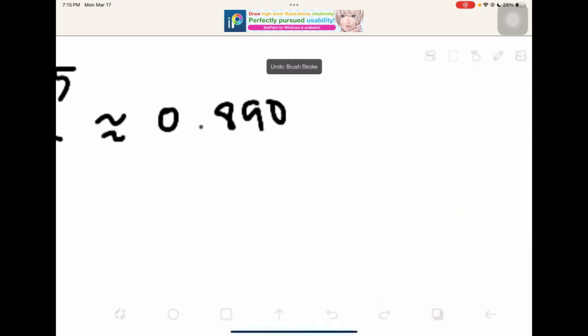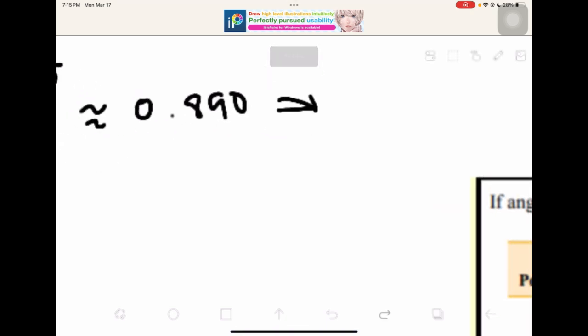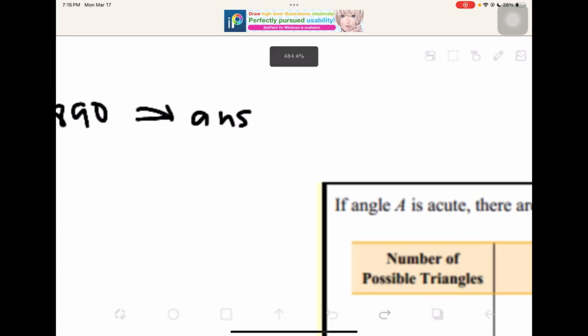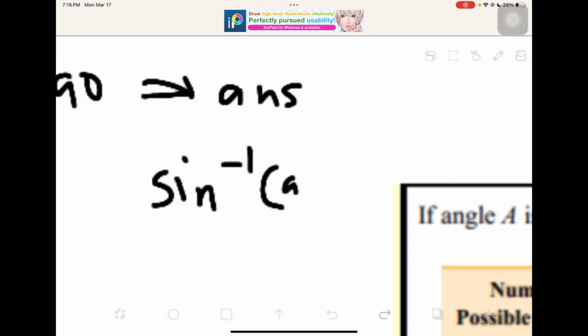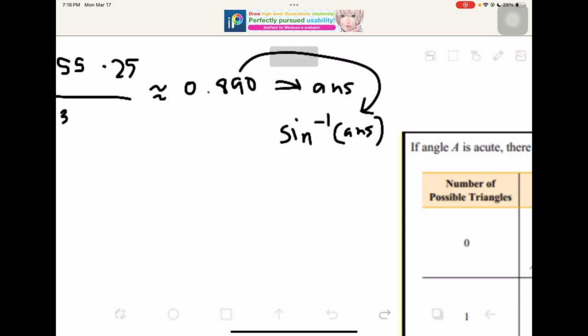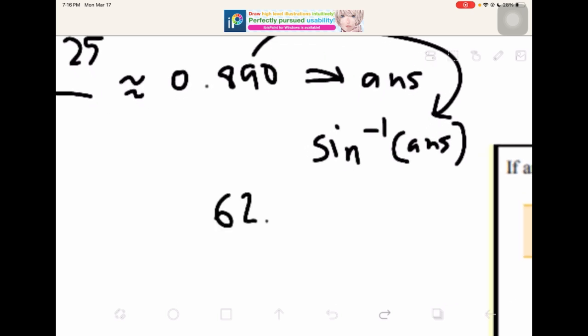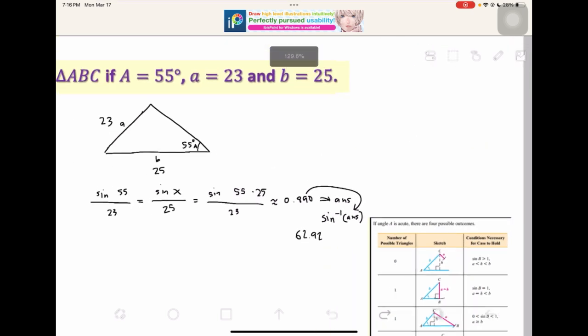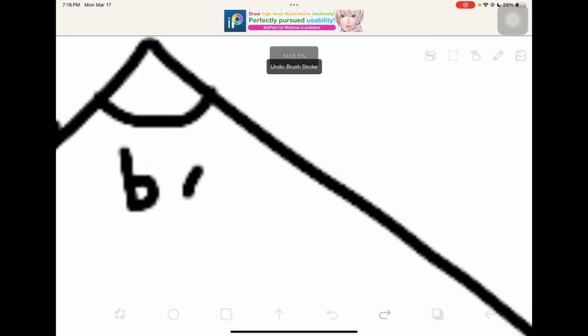The thing is, we need to multiply this, whatever estimation. Do not type this in the calculator. Just after solving this, you want to click the answer key, and then sine raised to negative 1 answer, which is just this one. So we're gonna do sine raised to negative 1 answer. And then you actually get a reasonable answer of 62.92. So angle B is equal to 62.92.